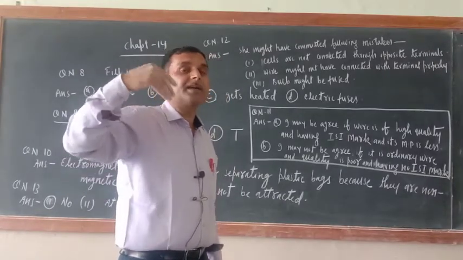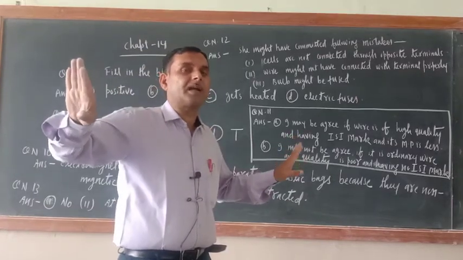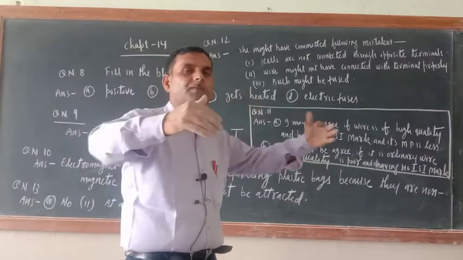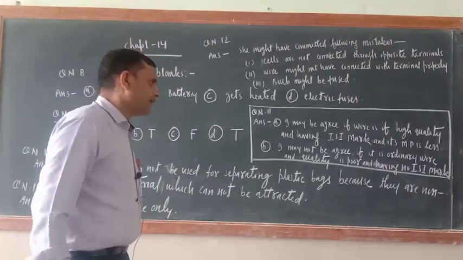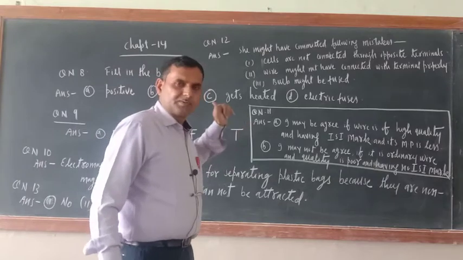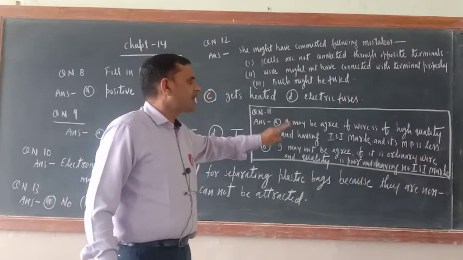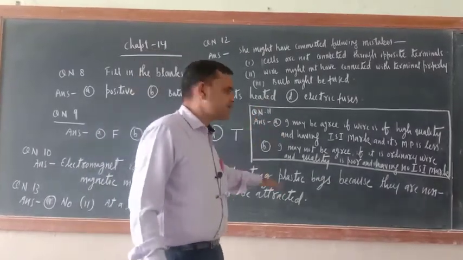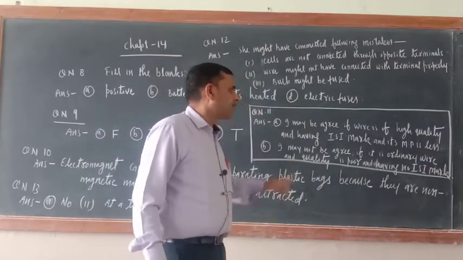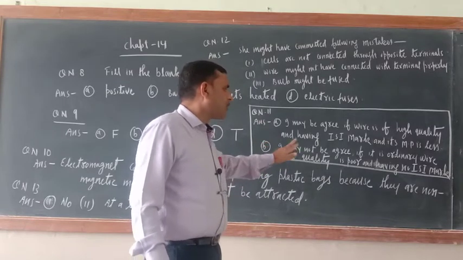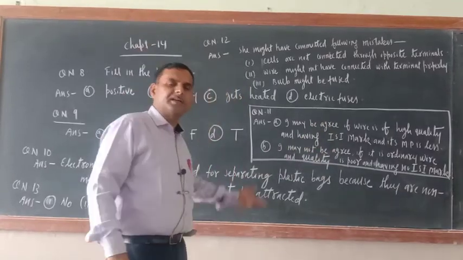When electric current flows beyond the permissible limit, that wire should automatically melt and the circuit gets broken, so there is no flow of current in the circuit. So your electrical appliances would be safe. So an electric fuse wire must have a low melting point. You may agree if the wire is of high quality. High quality means an ISI mark and low melting point. Okay, you may not agree. Why? If it is an ordinary wire, the quality is poor, it has no ISI mark and the melting point is very high, then you will not agree.